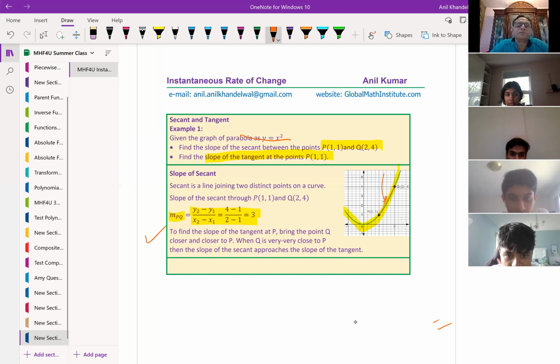Can you please further read here? A secant is a line joining 2 distinct points on a curve. The slope of the secant line through P(1,1) and Q(2,4), and this is the whole calculation. To find the slope of the tangent at P, bring the point Q closer and closer to P. When Q is very, very close to P, then the slope of the secant approaches the slope of the tangent. Clear?